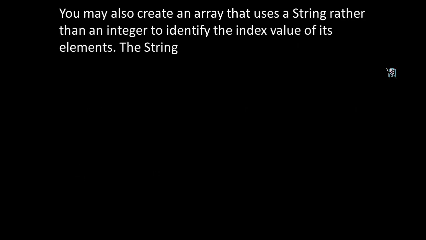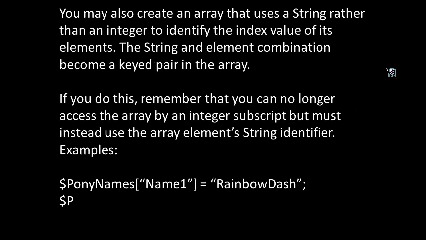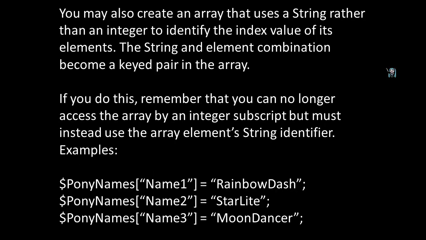You may also create an array that uses a string rather than an integer to identify the index value of its elements. The string and element combination become a keyed pair in the array. If you do this, remember that you can no longer access the array by an integer subscript, but must instead use the array element string identifier. Look at the following examples. We have an array, but instead of being indexed as 0, 1, and 2 for a subscript value, we have string values of name1, name2, and name3.